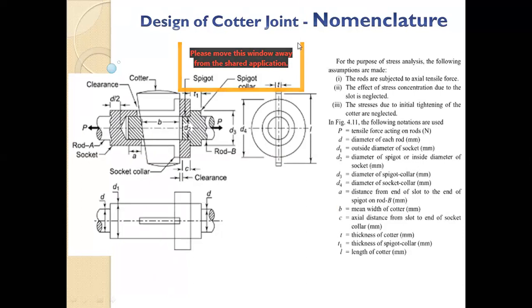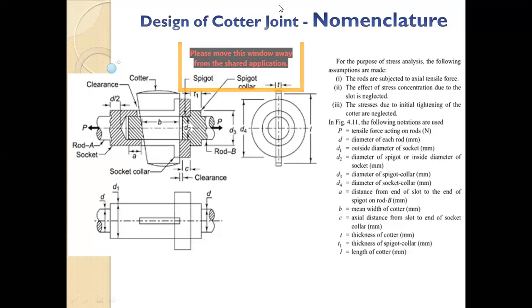We have to find a, b and c. What is a, b, c? a is the distance between the end of the slot in the socket and the end of the spigot. b is the width of the cotter. c is the distance between the socket and where the collar is, right? That is c. Then we have to find the cotter dimensions, those are the thickness t and the width b. So these dimensions we have to find out, and finding these dimensions is basically your design.